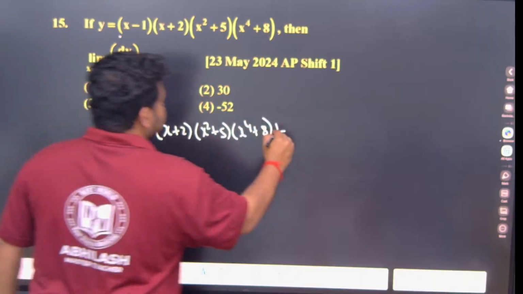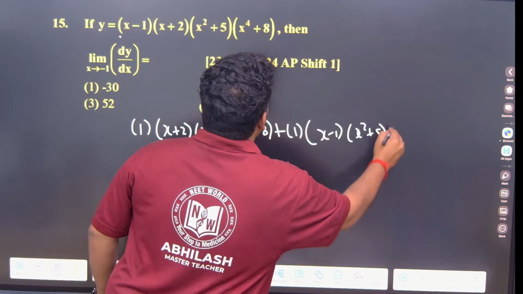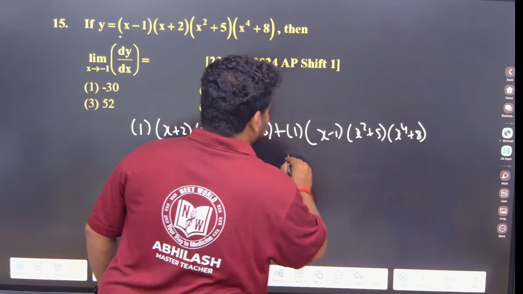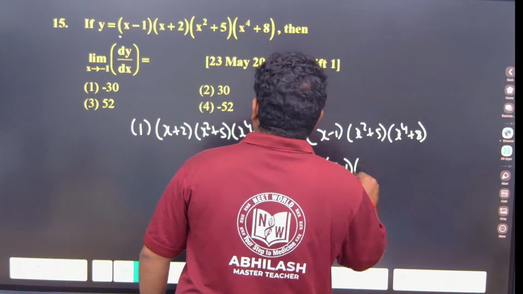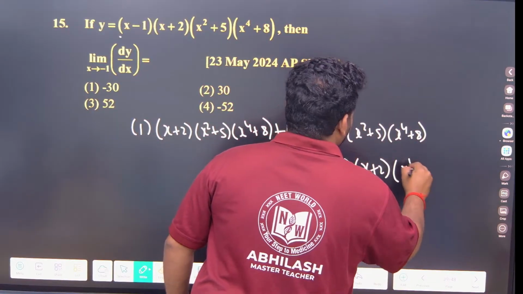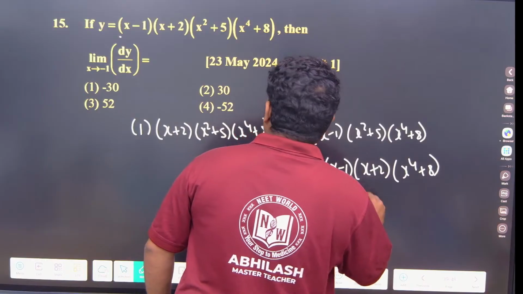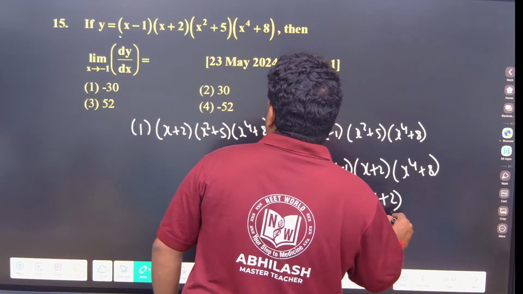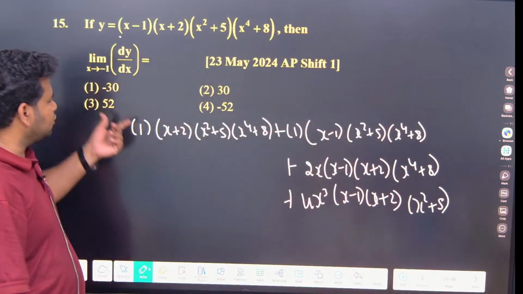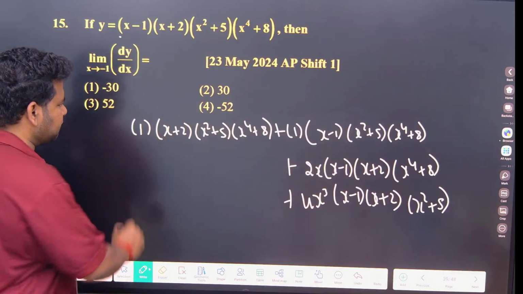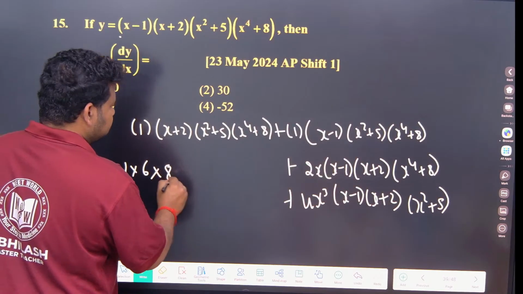Next, the second function I will differentiate: 1 into x minus 1, x square plus 5, x power 4 plus 8. Next, 2x into x minus 1, x plus 2, x power 4 plus 8. Next, 4x cube into x minus 1, into x plus 2, x square plus 5. Now put the value of x equal to minus 1 here. Minus 1 plus 2 is 1. Minus 1 square plus 5 is 6. Minus 1 power 4 plus 8 is 9.